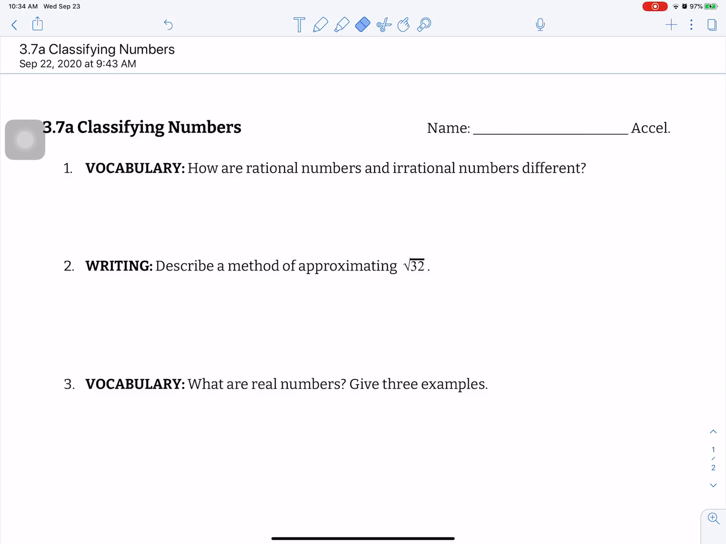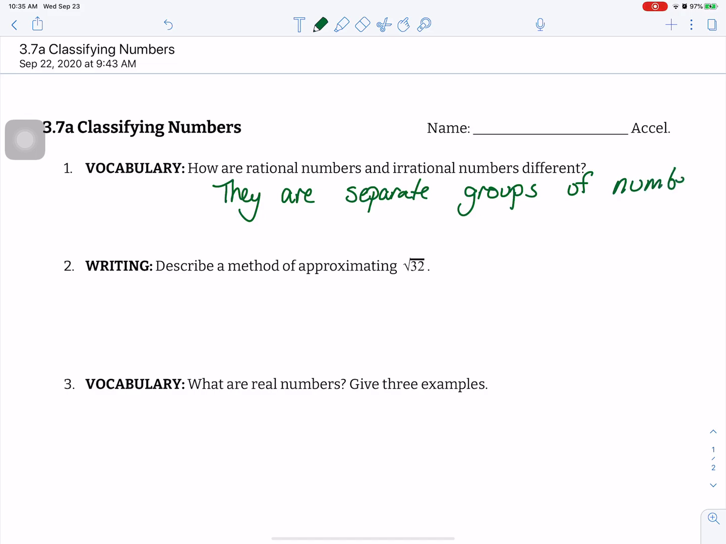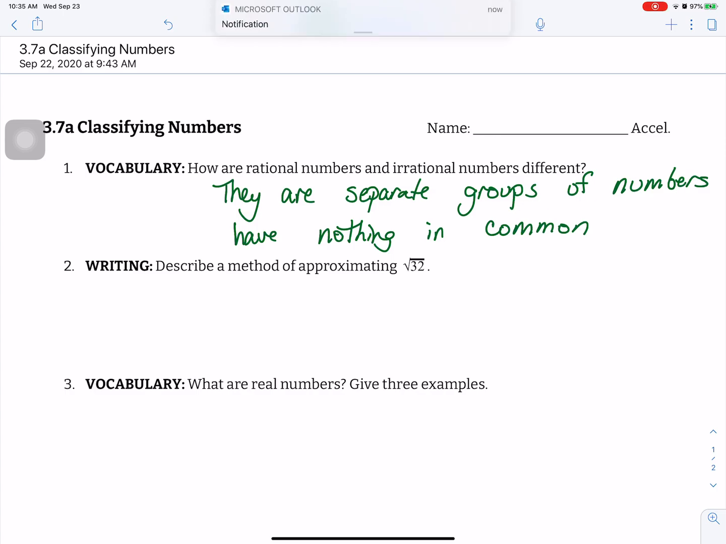So rational numbers and irrational numbers are different. They are separate groups of numbers. And they have nothing in common. And I'm going to go through a chart when I'm looking at that number 3 that kind of shows how they relate. So number 2, I'm going to have you just go ahead and work on that.